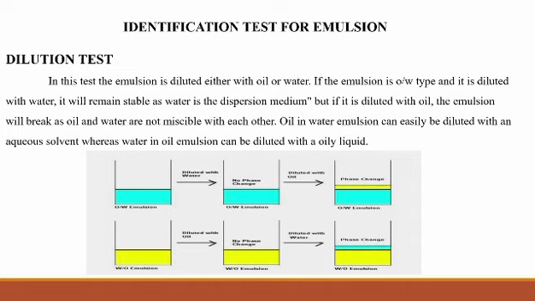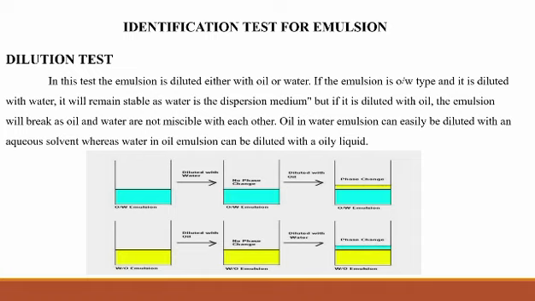So the first test is the dilution test. In this test, the emulsion is diluted either with oil or water. Let's discuss it with the help of pictures. In the first picture, the emulsion is an oil in water type emulsion. First, we are adding water to it. Actually, it is an oil in water emulsion.